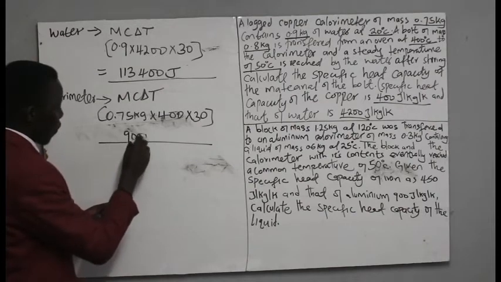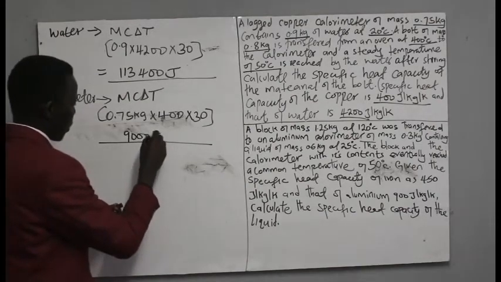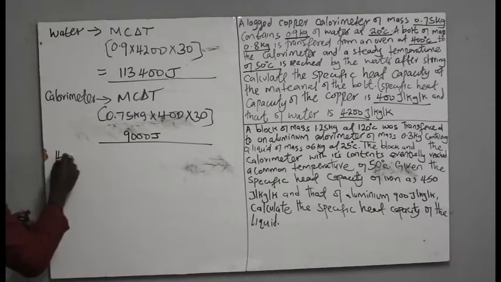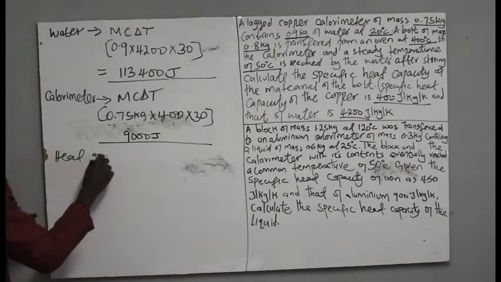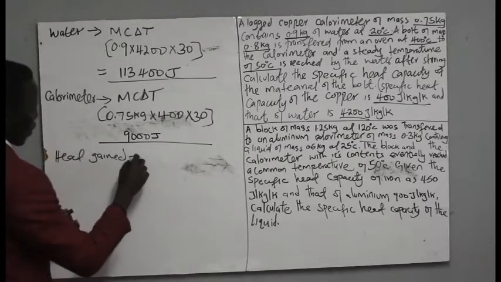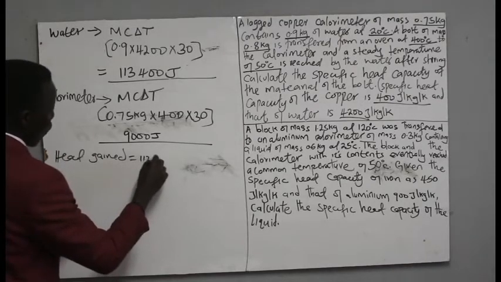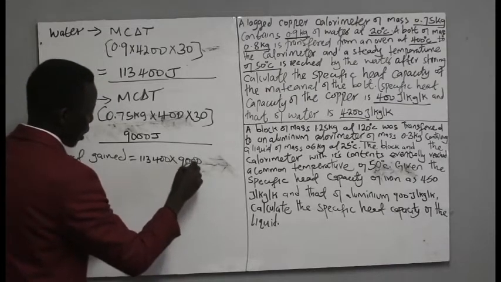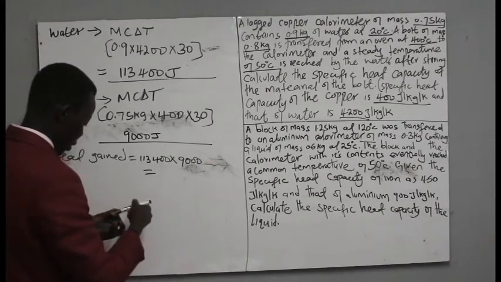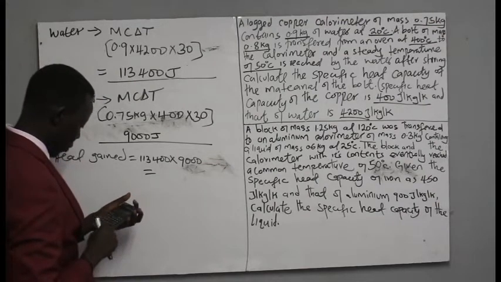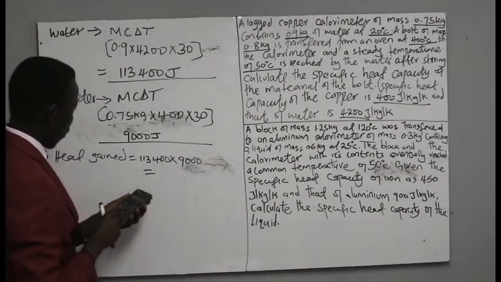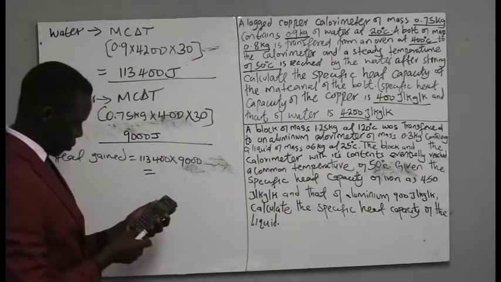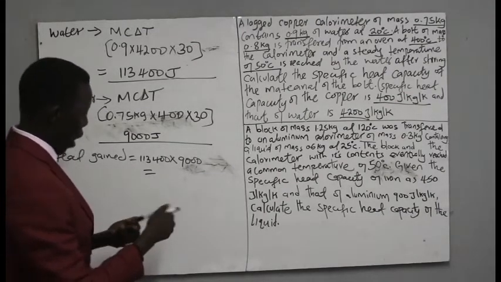This one also is giving me 0.75 times 4,000, 9,000 joules. That is the heat gained by the calorimeter. So the heat gained is going to be 113,400 plus 9,000, which gives 122,400 joules.